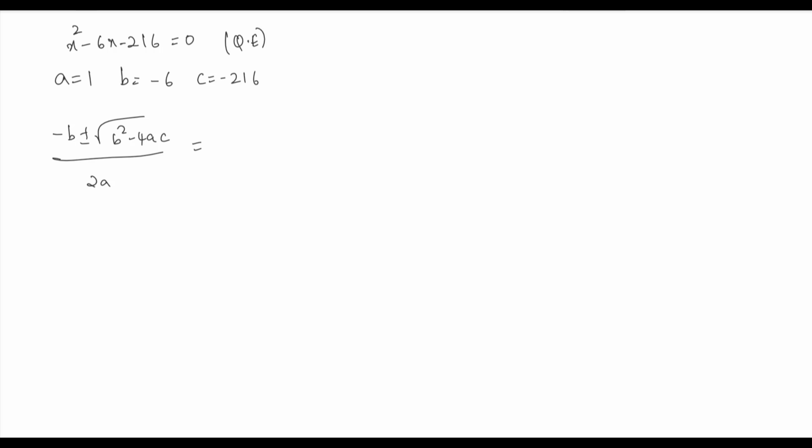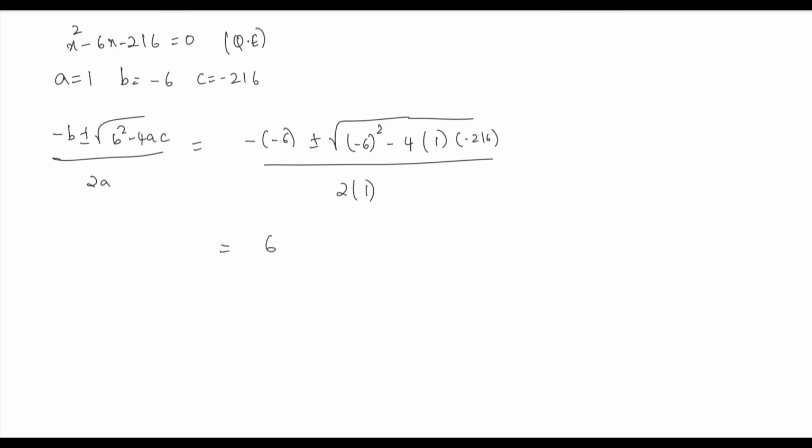So minus b plus or minus root over b square minus 4ac by 2a will be giving us minus of minus 6 plus or minus root over b square is minus 6 whole square minus 4, a is 1, c is minus 216 by 2a, 2 into 1. This will be minus of minus is plus 6, plus or minus root over 36, minus of minus is plus, 216 into 4 is 864, divided by 2, which is equal to 6 plus or minus root over 864 plus 36 gives us what?